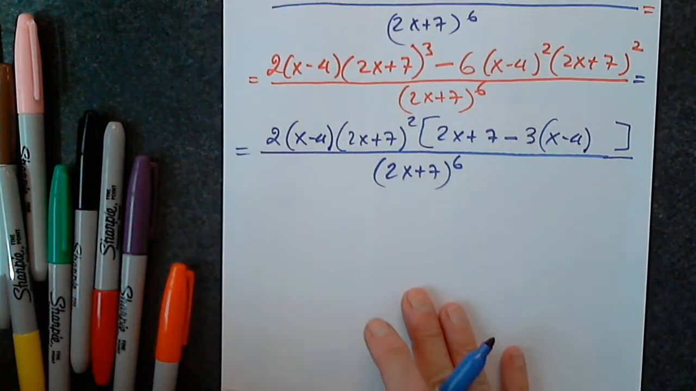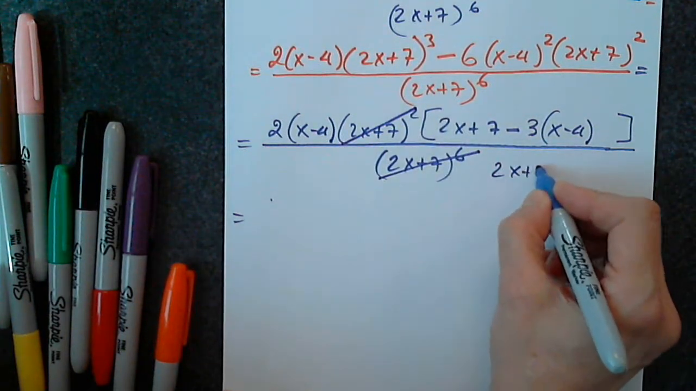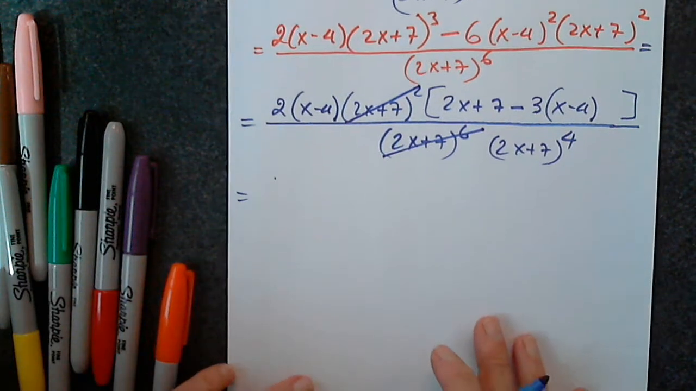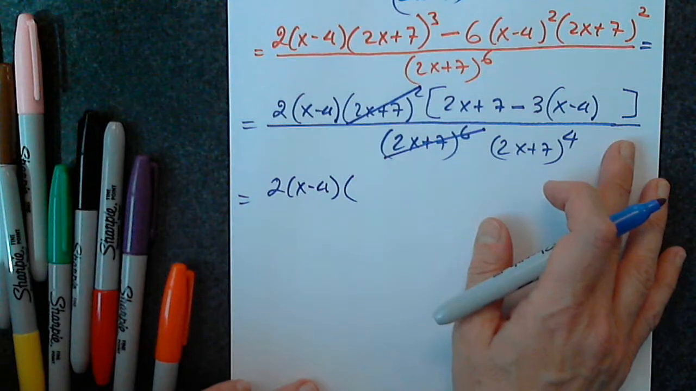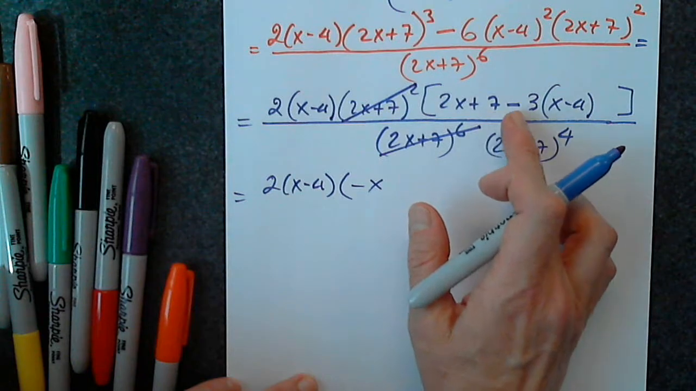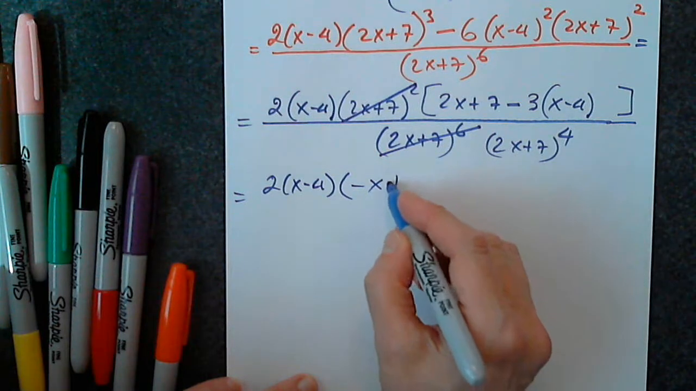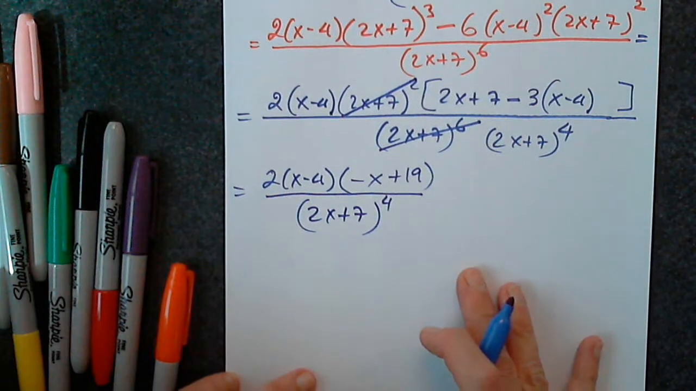Any questions so far? Okay, so now I can do this because I'm simplifying a factor from the top with a factor from the bottom, which I could not have done before factoring. So I copy the 2 and then x minus 4, and now I have to perform the operations inside. In order not to write it twice, I'm going to say 2x minus 3x is negative x, and then 7 plus 12 is positive 19, over 2x plus 7, everything to the 4th.